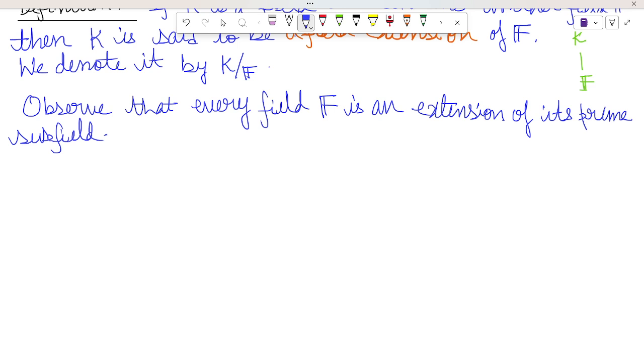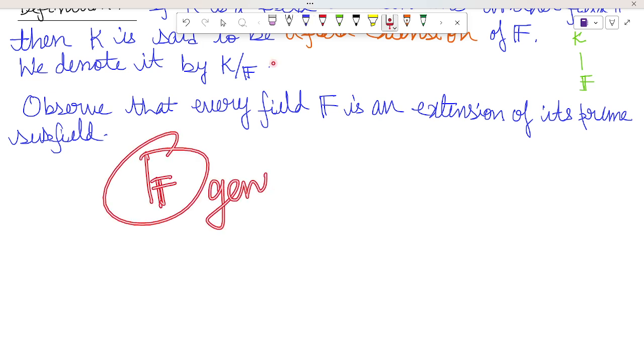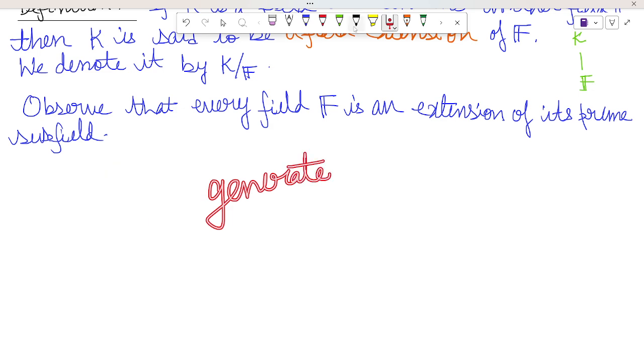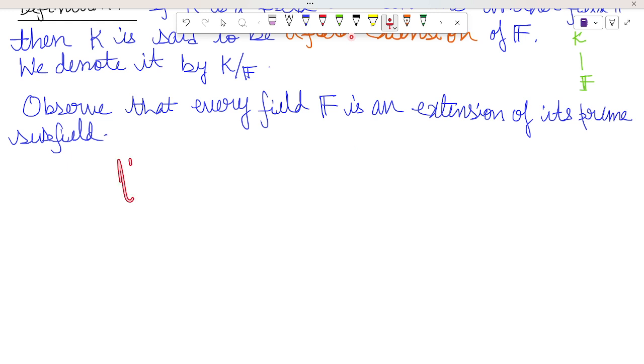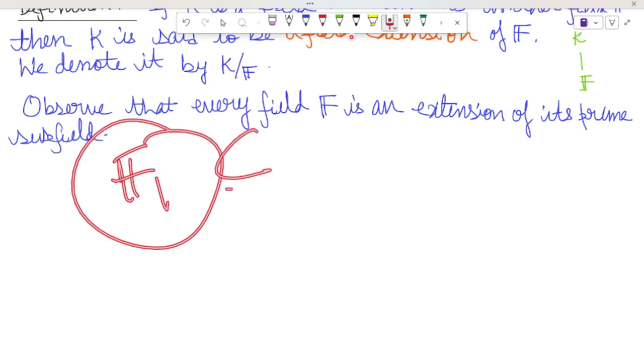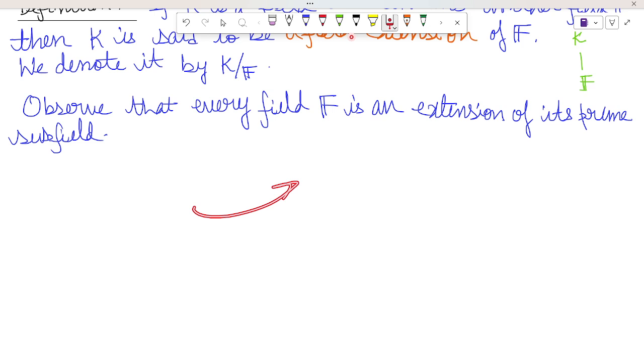You can easily examine this because you take one and generate the field. So you will get the prime subfield, which is contained in F because F is a field. So if you call that prime subfield F1, F will be an extension of this.